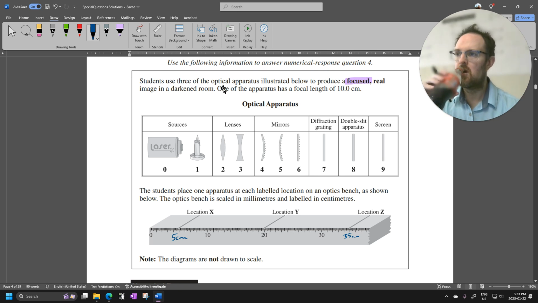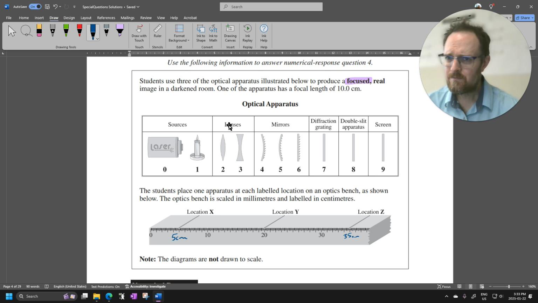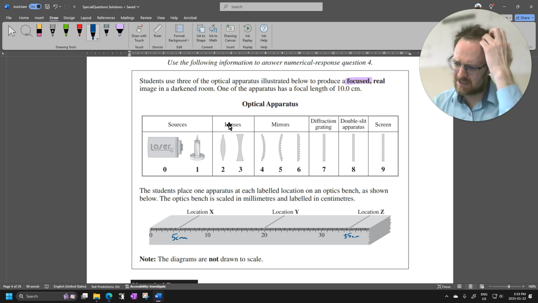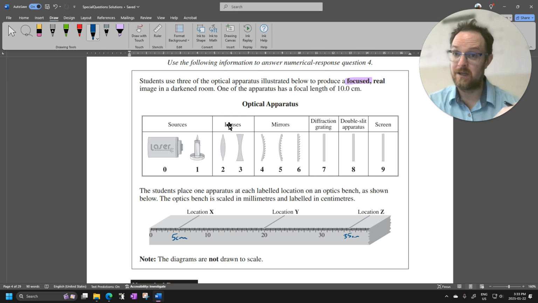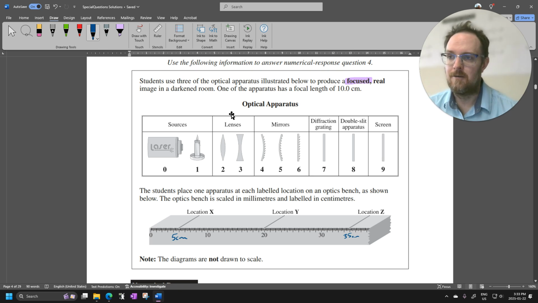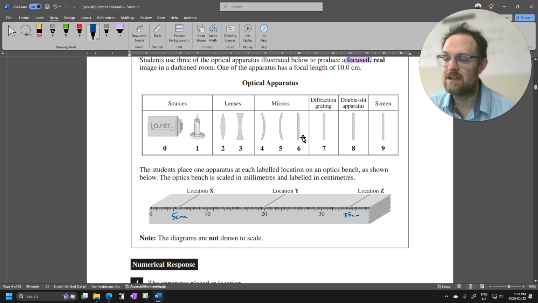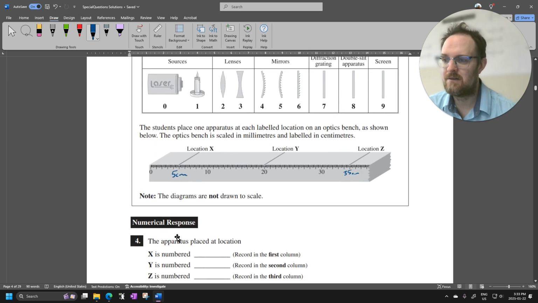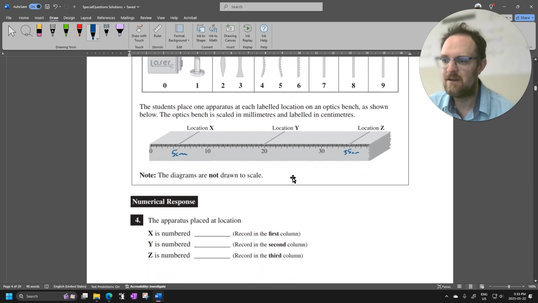And then we want a real image. You want a real image because that's pretty much the only way you can actually get a focused image on a screen, right? You want it on a screen, so you're going to want a real image. So you have to make sure it's on the correct side of the lens or mirror. Now this one says it's not drawn to scale, but we can use this little measurement down here to help us figure this out.